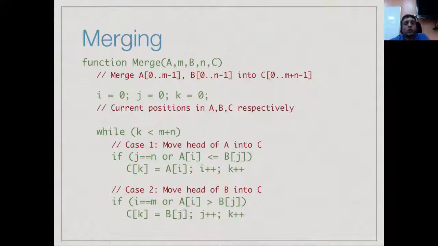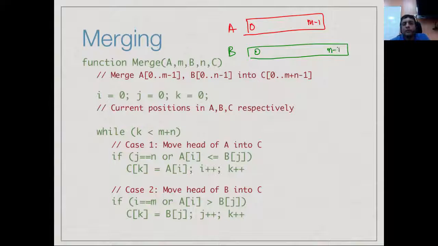It takes two arrays as input. It takes an array A of size m, so 0 to m minus 1. And it takes an array B, which may be of a different size, 0 to n minus 1. And the aim is to construct a new array C. Now we know the size of C because everything there must come here. So it will be 0 to m plus n minus 1. So what we do is we maintain some position. Let i be the current position I'm looking at in A, j be the current position I'm looking at in B, and k be the current position I'm trying to fill in C.